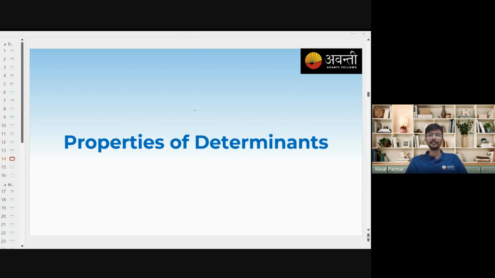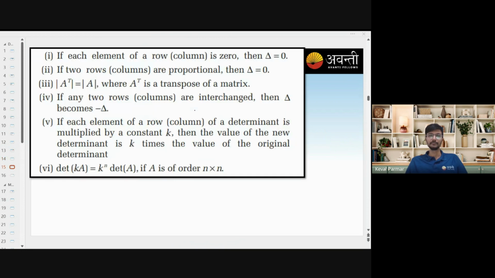Properties of determinants. These are the properties of determinant. Now, we'll go one by one. What does the first of them say? If each element of a row or column is 0, that means if one of the rows is 0, the other can be anything, then the value of this determinant is 0.